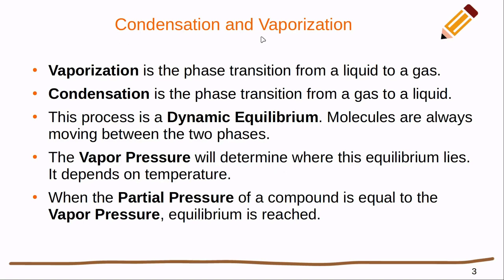First, we're going to talk about condensation and vaporization. So vaporization is the phase transition from a liquid to a gas. Condensation is the phase transition from a gas to a liquid. This process is a dynamic equilibrium, and this is going to be a very important concept for us moving forward. It means that molecules are always moving between the two phases, even though the net amount of molecules that are in a liquid and the net amount of molecules that are a gas stay the same.